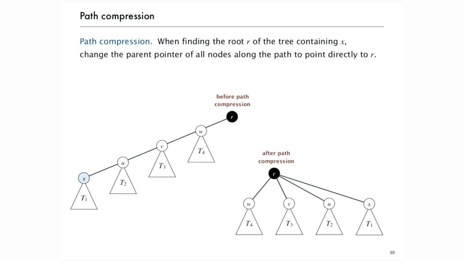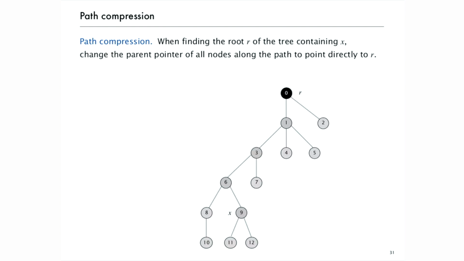Now just imagine yourself. So look, I will do everything as before, like union by rank, but I also will do some extra work. Notice that still, in the worst case, it will be log n for sure. Do you understand? So after path compression, this is what it will look like. When finding the root R of the tree containing S, change the parent pointer of all nodes along the path to point directly to R. This is what the path compression heuristic is.